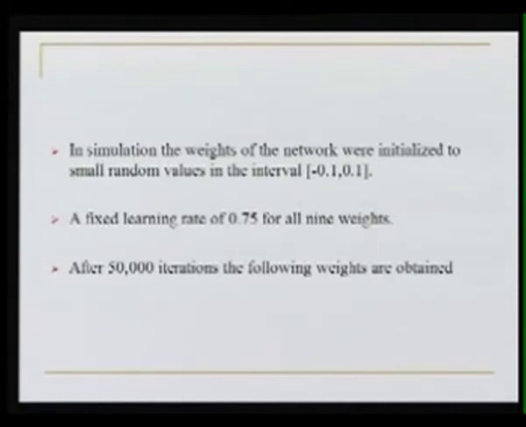If you do that, you start with all these weights initialized between minus 0.1 to 0.1, and eta has been taken as 0.75, and let us take the number of iterations as 50,000. What is an iteration? I take all these patterns sequentially. So, I have 4 patterns and 50,000 means I have taken these 4 patterns again and again until 50,000 iterations are over.